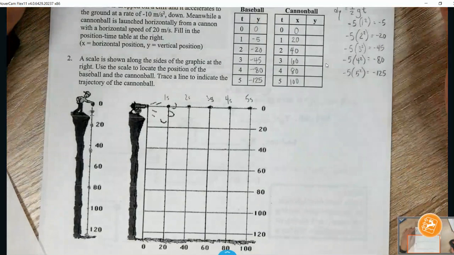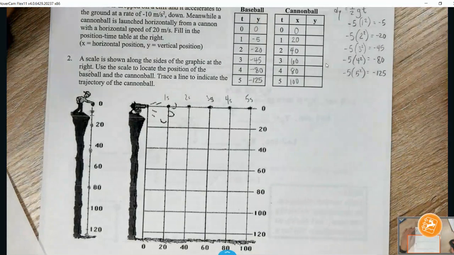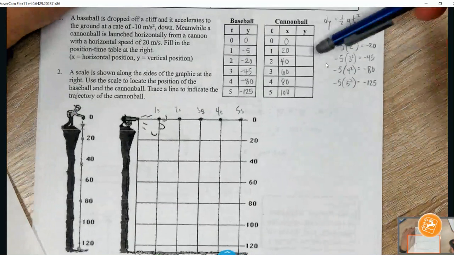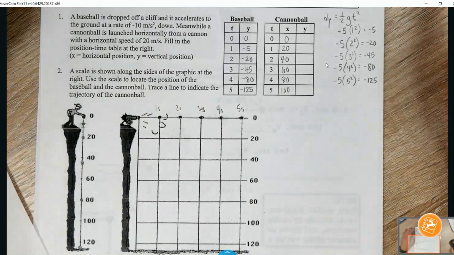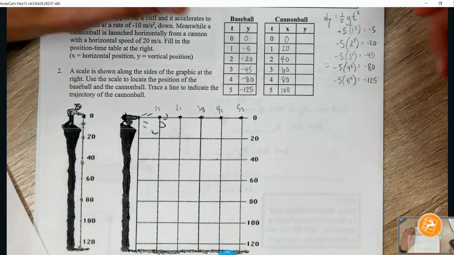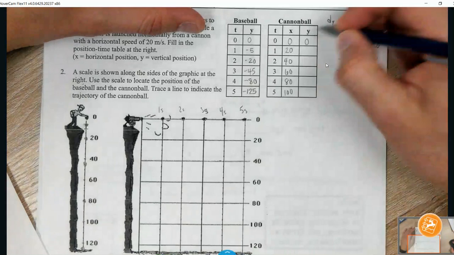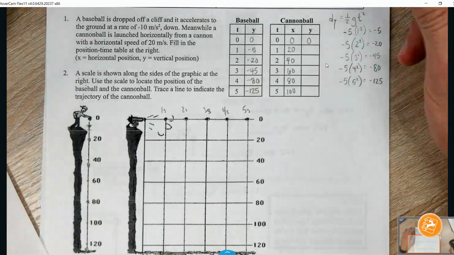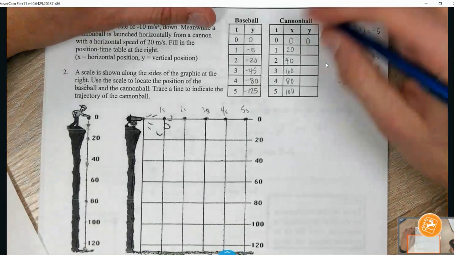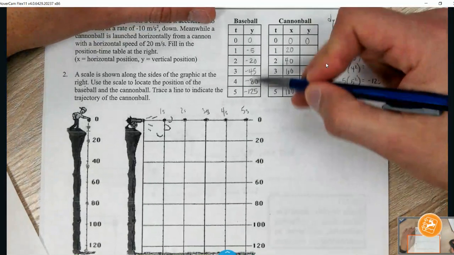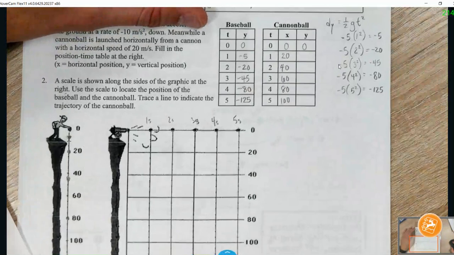All right, do I have to do this again for the cannonball? I did it here for the baseball. Do I still have to do it again for the cannonball? The answer is no. When we do not have air resistance, all objects are going to fall at the same rate. So whether it's a baseball and a cannonball, bowling ball and a feather, all the objects will fall at the same rate. So pretty much this table here, you're just going to recopy it.